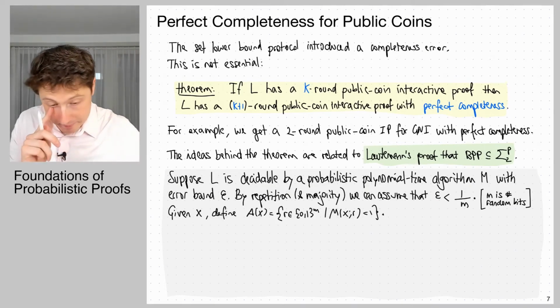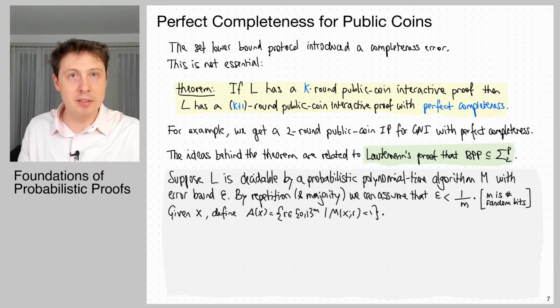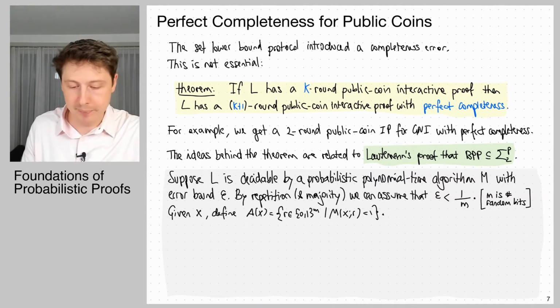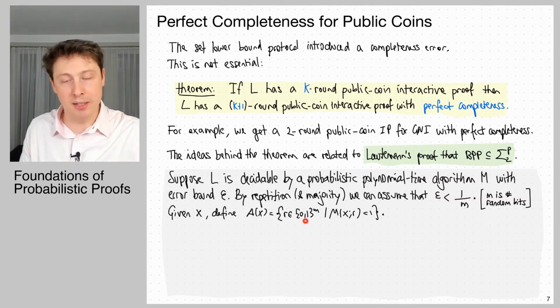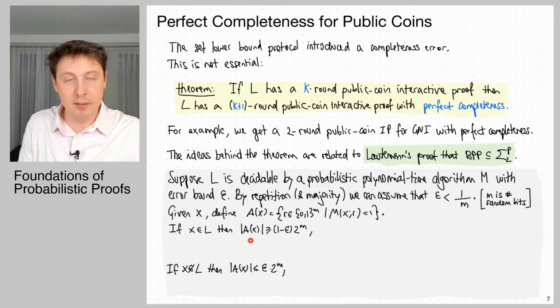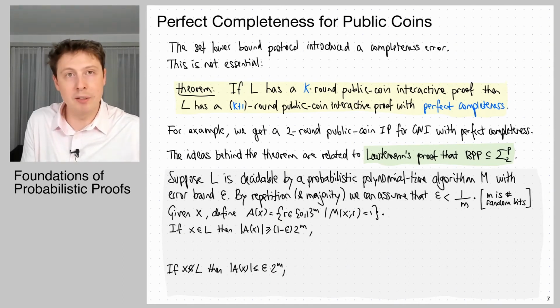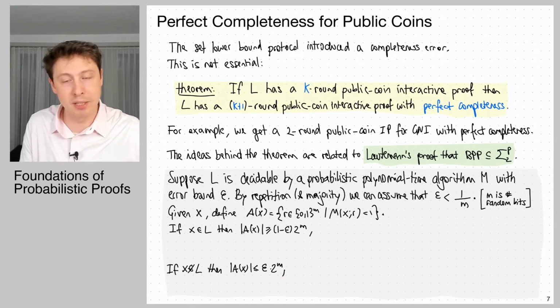Now, given instance x, we can define A(x), standing for accepting. A(x) are all random strings for which this algorithm says yes. Now, if x is in L, then I know that the number of such random strings is at least (1 minus epsilon) times 2 to the m. That's the number of accepting random strings. That's what the error bound epsilon tells me. If x is not in L, then I don't have too many random strings that make me accept. There are at most epsilon times 2 to the m.